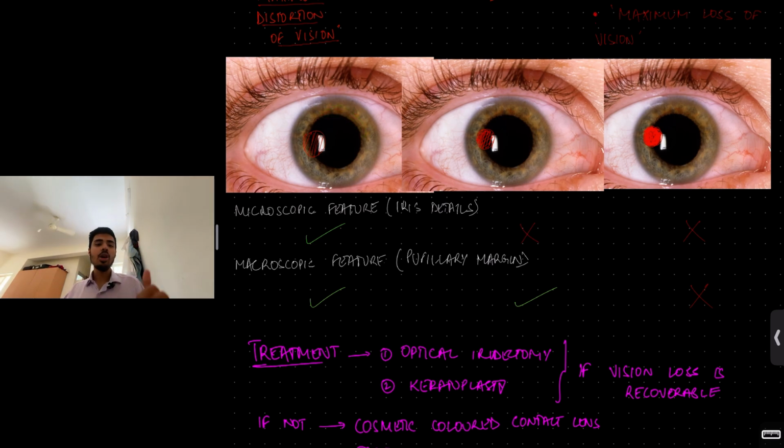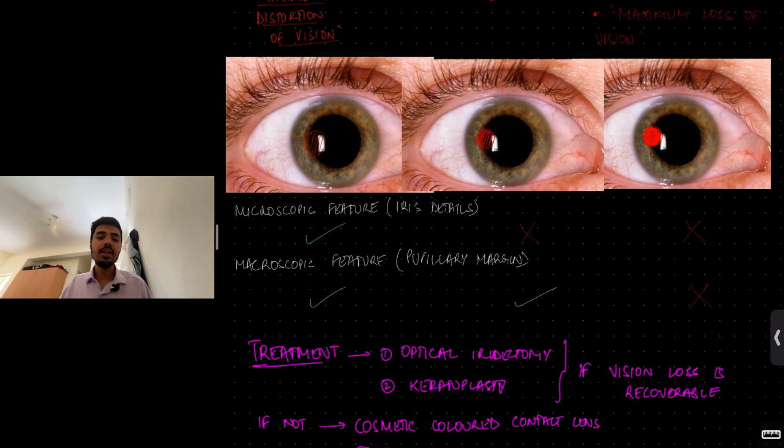So when you talk about nebular opacity, you can still see both. You can see the iris details, you can see the pupillary margins. That is because it is a very faint opacity. Macular is semi-dense. You can still see the pupillary margin, which is a macroscopic feature, but you cannot see the iris details. Whereas in leukomatous, you cannot see both. You cannot see the iris details, you cannot see the pupillary margin.